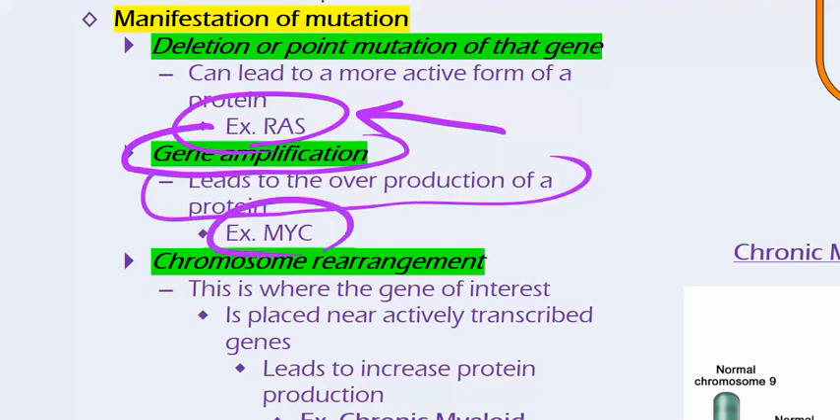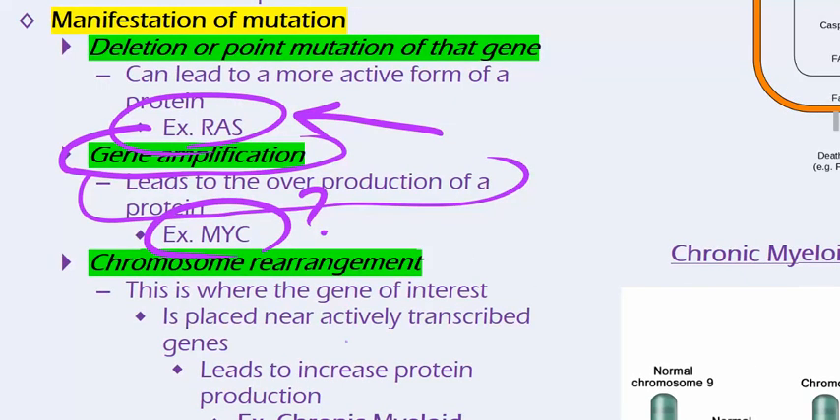This is what we see with MYC. Now, what was MYC again? What is MYC? The transcription factor. Okay, so transcription factor. So is this a tumor suppressor gene, or is it a proto-oncogene? Okay, so what is a proto-oncogene?